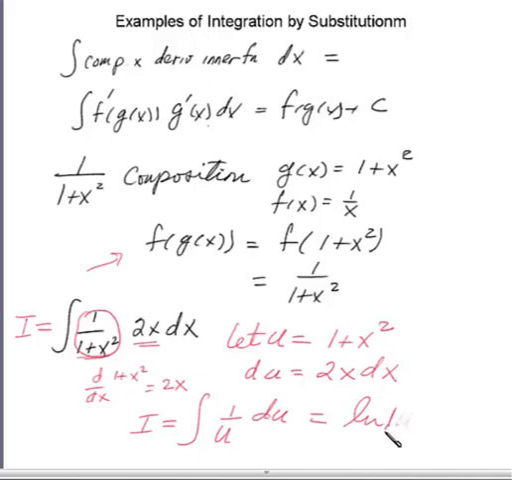would be natural log absolute value of u plus a constant. And then the final step would be to go from the u variable back to the original variable. U is 1 plus x squared. So this then is further equal to the natural log of 1 plus x squared plus a constant. So, first example.